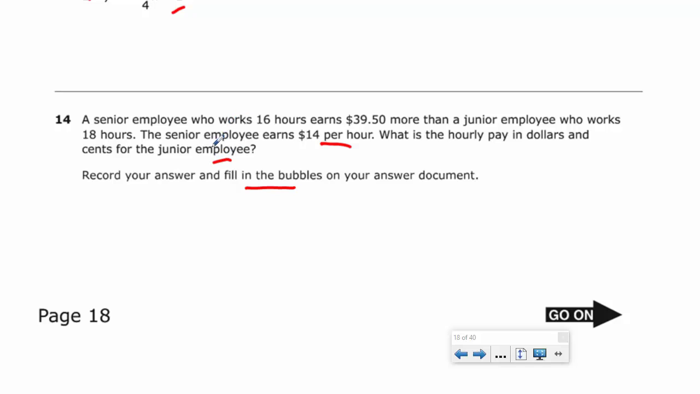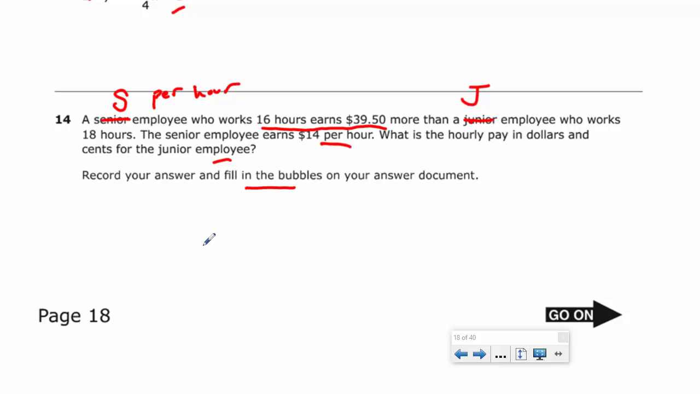So what we're going to have to do is set up an equation here. Read this carefully and see if we can write an equation. This is actually pretty challenging in comparison to several other problems. So you've got two types of pay: senior pay and junior pay. This is the pay per hour, by the way. This is senior pay per hour, and this is junior pay per hour.